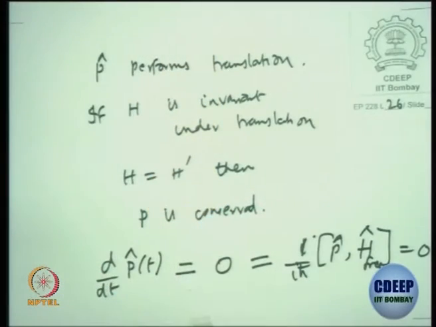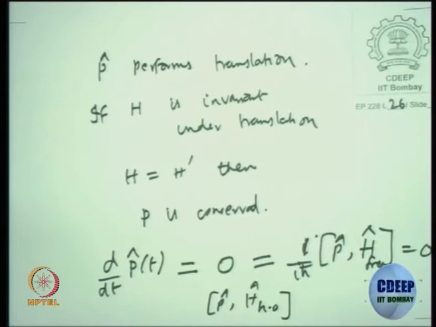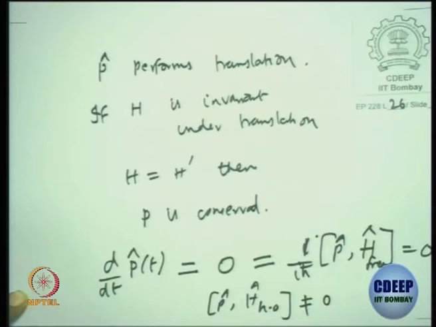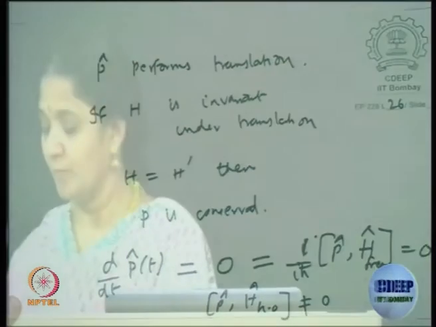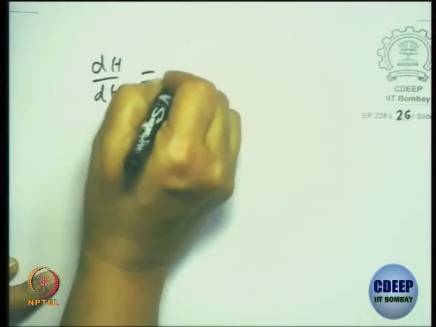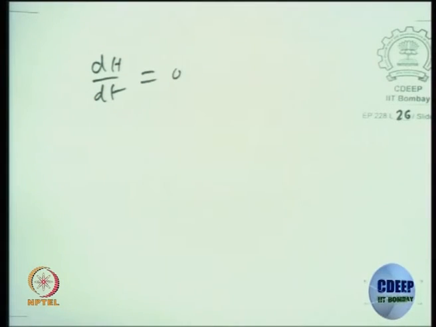Let's do the same thing. Harmonic oscillator, you can check. What is the commutator of P operator with the harmonic oscillator Hamiltonian? Will this be 0 or non-zero? Non-zero. What does this mean? It does not possess translation symmetry. So for time independent systems which we are doing, you can argue that dH by dt is trivially 0, right?